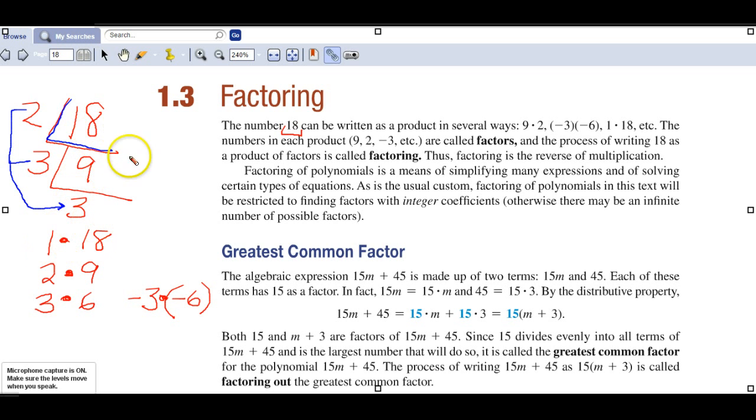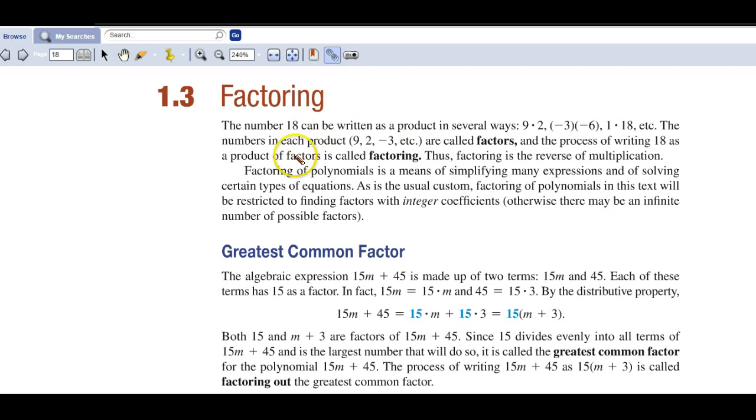So what are the factors of 18? Well, 1 times 18. Every number has a 1 times it. Then you can have the 2 times 9. Or you can have the 3 times 6. And keep in mind, to get a positive 18, you could also have each of these as negative numbers. So that's background of what we're going to be doing.